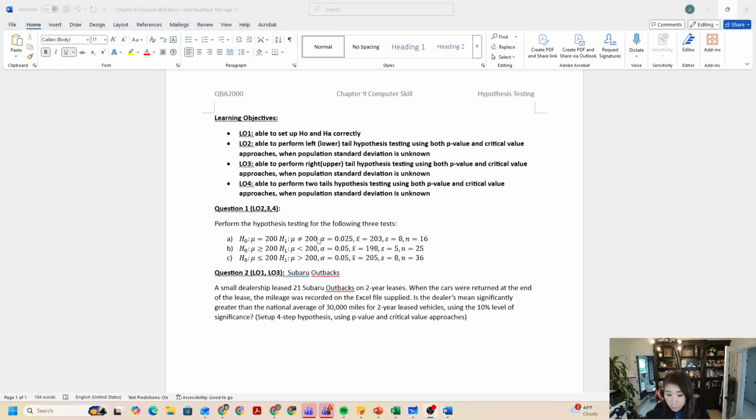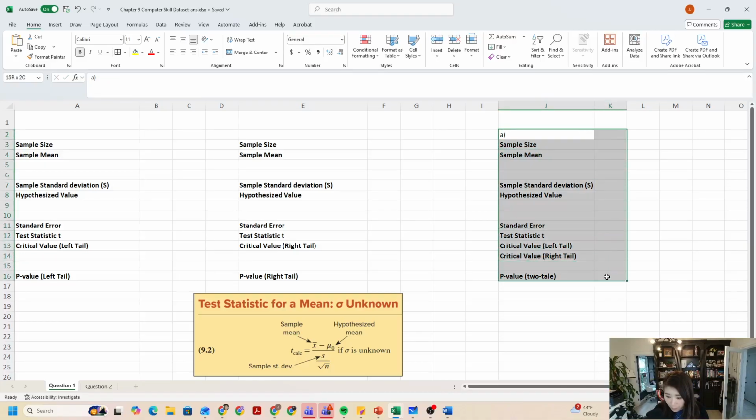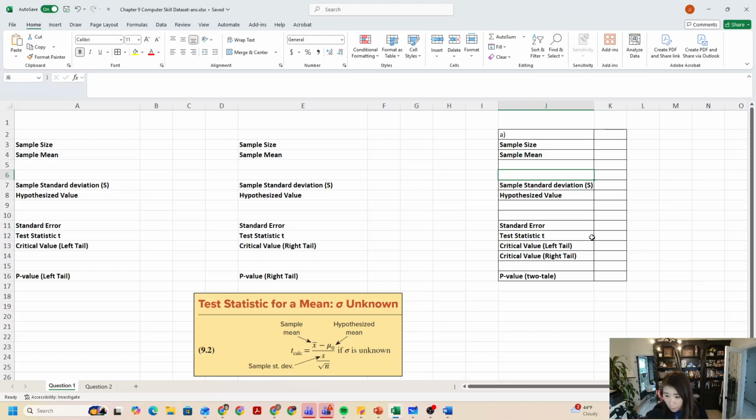So since this is a two-tail test, because mu not equal to 200 is your H1, that tells us we're going to do a two-tail test. Let me go back to my Excel sheet here. Okay, so we are using this column. We're going to fill in this table. Let me create this as a table. Okay, so we're going to fill in this table to answer our question number A.